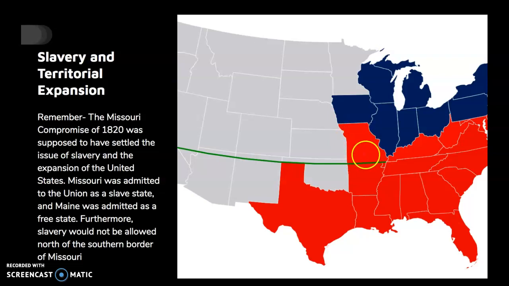That gives it this red color right here. At the same time, Maine, which you can't see, but you know where Maine is, off the northeast corner of the country, was admitted as a free state. The Missouri Compromise also said that slavery would not be allowed north of the southern border of Missouri. That is this green line right here. So the idea of adding Missouri as a slave state and Maine as a free state was to preserve this delicate balance between free and slave states in this country, particularly in terms of the representation in the Senate.